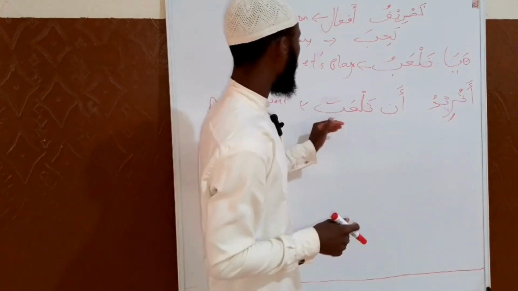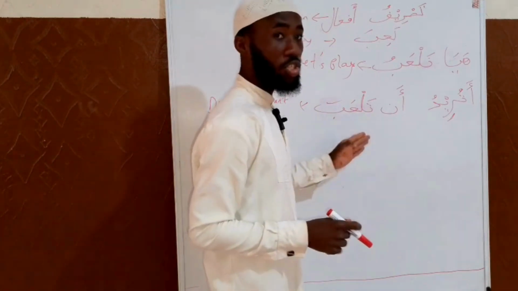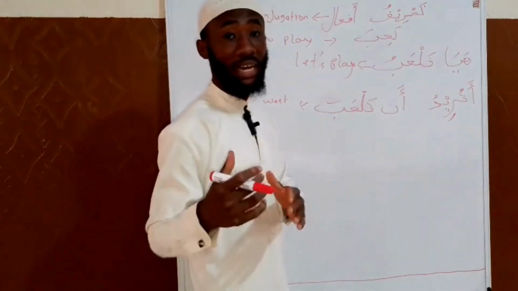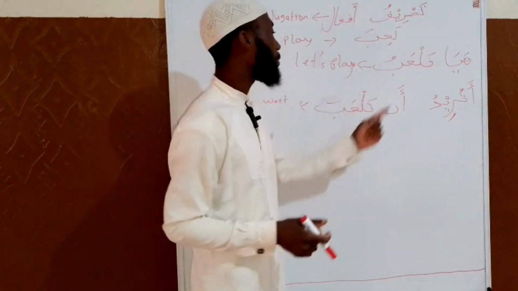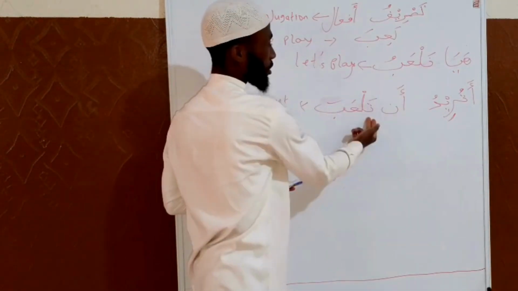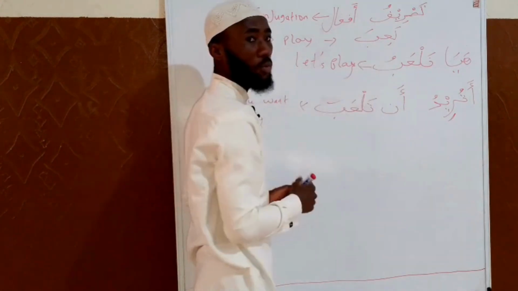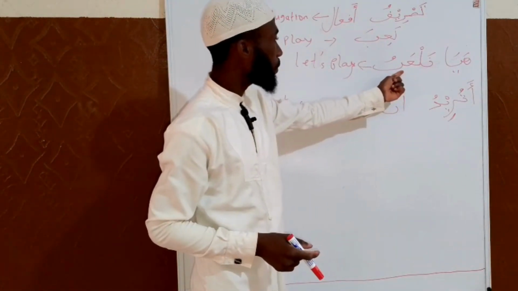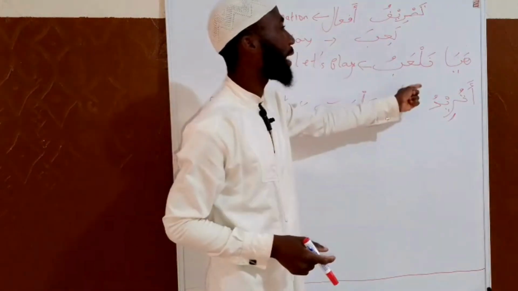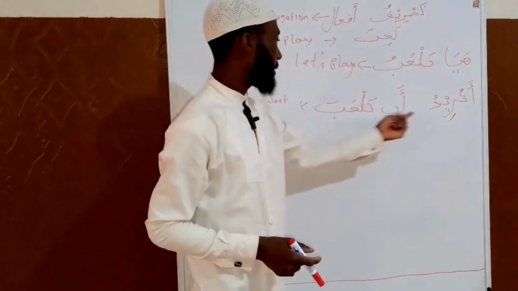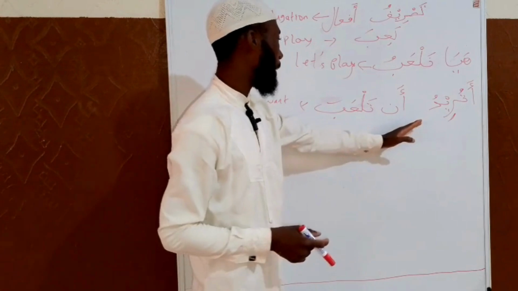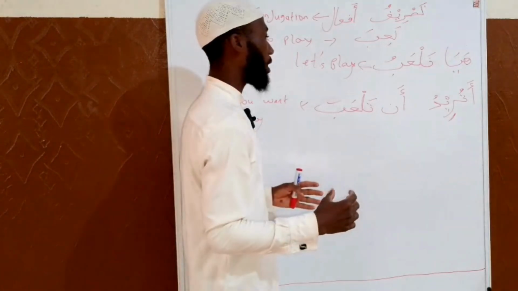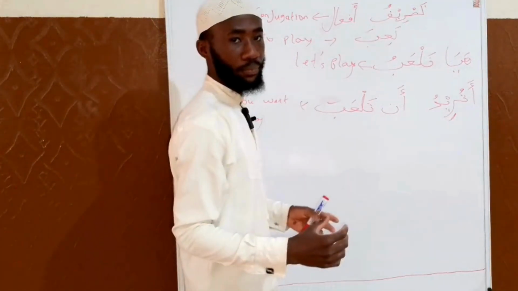This is what you mean by conjugation, changes that occur. Now we have nala'abu, we have tala'abu. This is nun, this is ta. Now la'iba is the past tense. Then the future tense is haya nala'ab, let's play. Then asking a question, aturidu an tala'aba, do you want to play.